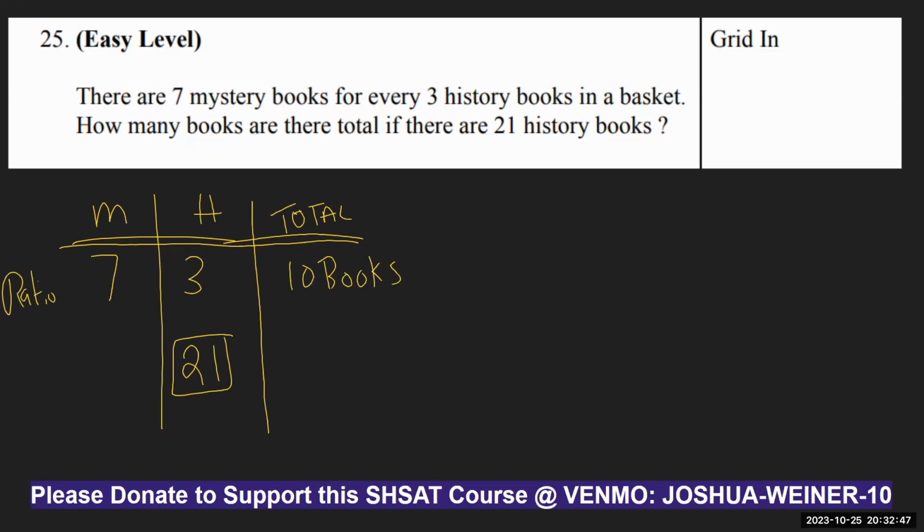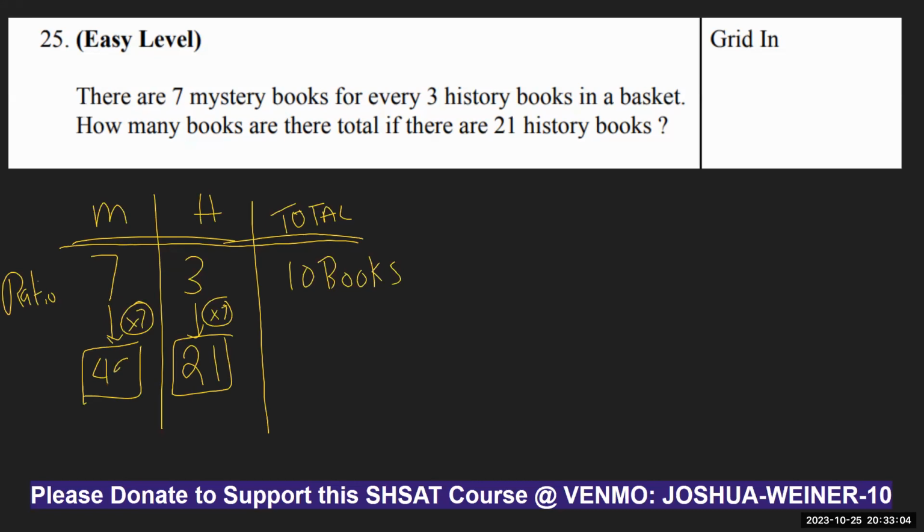So we have to find the multiplier. 3 times what number is 21? What number is the multiplier? If you said 7, that's correct. We'd have to do times 7. 3 times 7 is 21. So we have to multiply this one times 7.